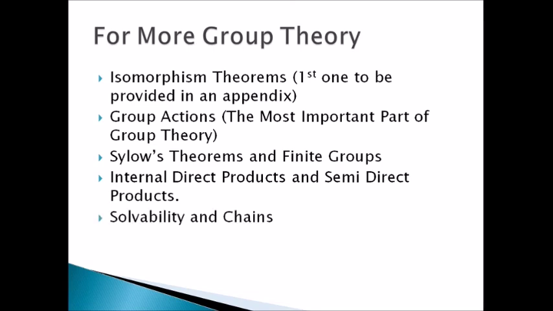Next come solvability and chains. Solvability is a property of groups, and it's related to the normal subgroups present in that group, and we can define chains of subgroups or quotients to describe a group. In fact, these chains turn out to be unique for a group. So you can study that as well. This is a bit advanced and would require some group actions and a better understanding of isomorphism theorems and so on.